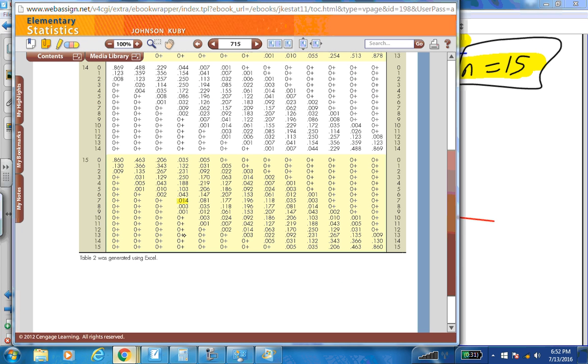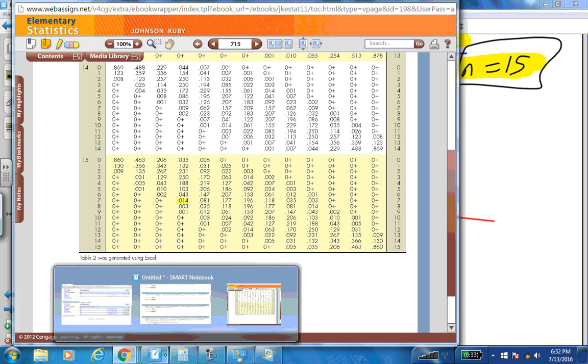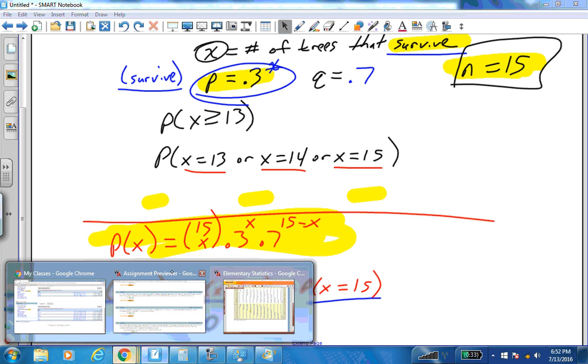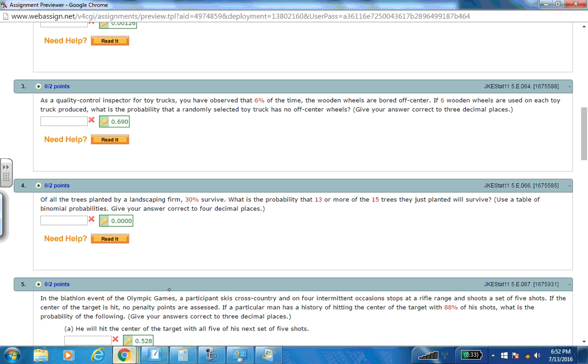it said 0 plus. If we went out beyond 3 decimal places, then there would be a slight possibility of that occurring. It would be pretty slight. So notice they even give to 4 decimal places. Our table only went to 3 decimal places, but even to 4 decimal places, there's basically no chance of that occurring.